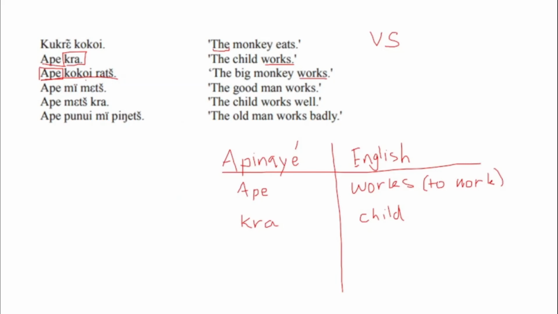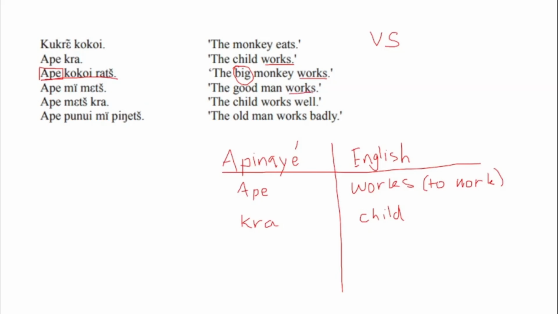Then, so now we have adjectives like big. So the big monkey works. And we can't tell from just one sentence which word is the adjective and which word is the noun. So we can move on to the next sentence and just make a mental note that we have an adjective in that sentence. Let me erase this so that it doesn't get too confusing. Okay. So next sentence. The good man works.